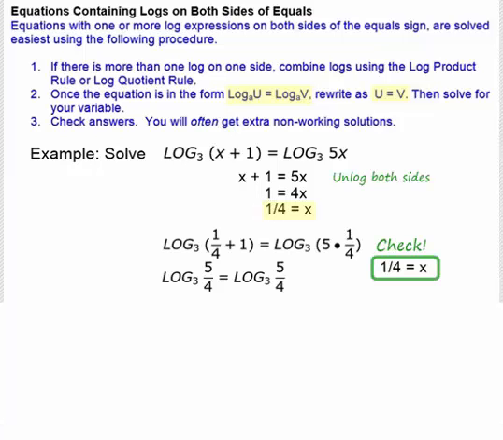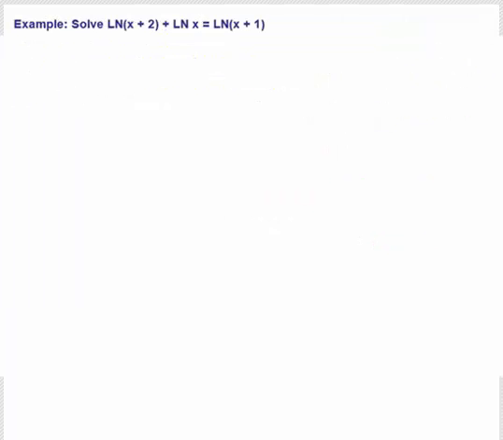But we do have to check that answer. And here, when we plug in 1/4, we get base 3 log of 1 plus 1/4, which is log of 5/4, equals base 3 log of 5 times 1/4, which is 5/4. So we have log base 3 of 5/4 equals log base 3 of 5/4. It checks out. So x equals 1/4 is our answer.